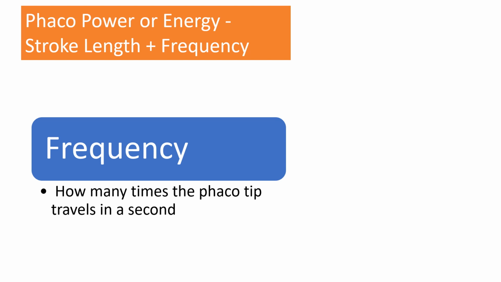So please also note here that the frequency of the phaco tip is fixed, unlike stroke length. Stroke length you can vary, but the frequency of the handpiece is fixed and it comes from the manufacturer. You cannot increase or decrease the frequency of the handpiece. So when you reach out again to the display and you increase the phaco power, what you are actually increasing is the stroke length and not the frequency of the handpiece, for the frequency is fixed.